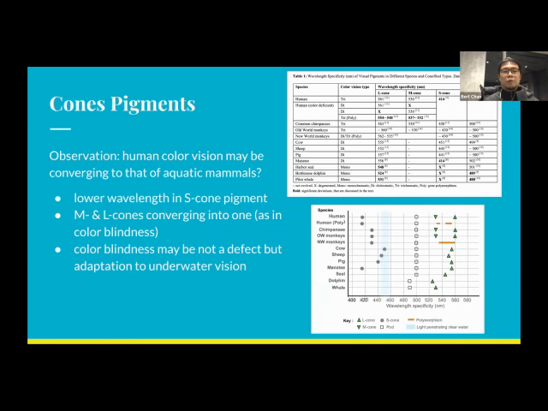So one argument is maybe the color vision is converging to those of semi-aquatic mammals. One observation is the color vision, SML cones, the pigments, the S-cone pigment may have a lower wavelength specific wavelength that is similar to some semi-aquatic mammals. And in the case of color blindness, the M or L cones are missing, or they have shifted wavelengths. So maybe they are converging to other semi-aquatic mammals.